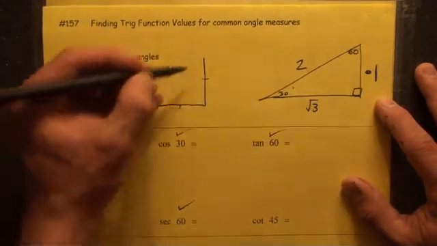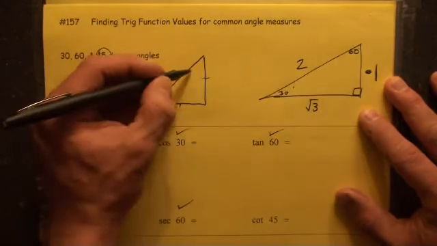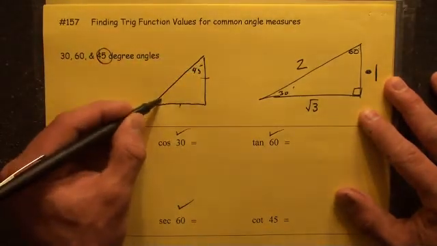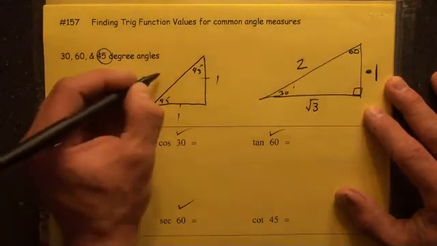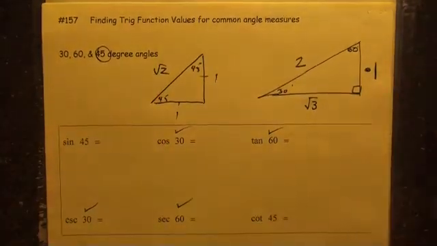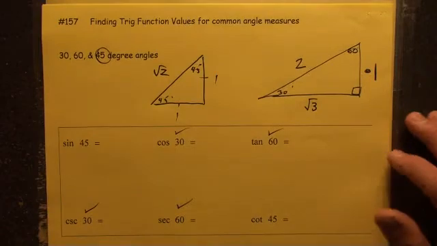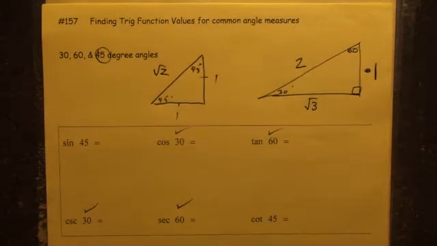The 45 would be half of a square. In other words, the isosceles right triangle would have these two angles at 45 degrees. Well, if it's isosceles, those two sides are 1, and then if you do the Pythagorean theorem, the hypotenuse is square root of 2. This is very memorizable stuff and very doable for you to do. You can definitely do the 30, 60, and 45, 45.